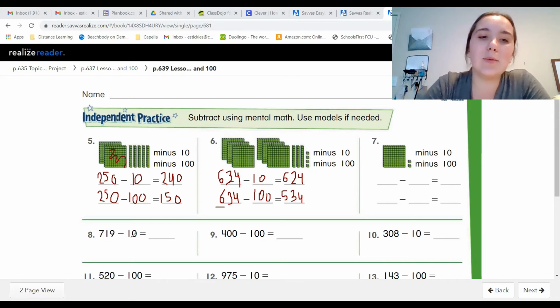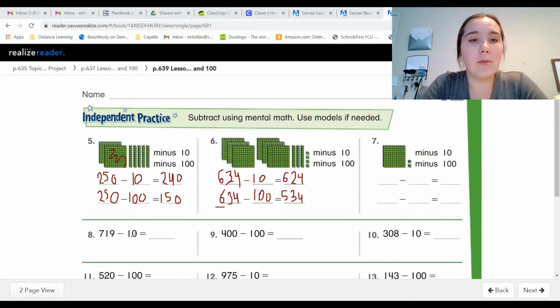Pretty easy. Let's do number 8. These ones don't have the models for us, but that's totally fine. We can use place value and what we know about it to help us. We're going to do 719 minus 10. We're taking away 1 ten, and in 719 we have 1 ten. So 1 minus 1 would be 0 tens. So we'd still have our 700s, we would have 0 tens, and we would still have our 9 ones that we started with, which means that 719 minus 10 equals 709.